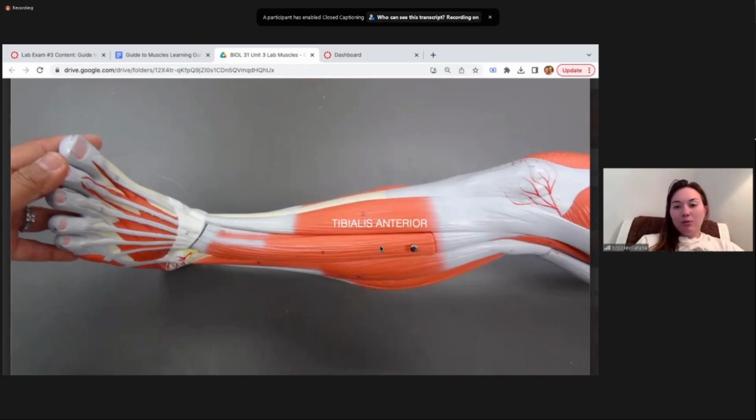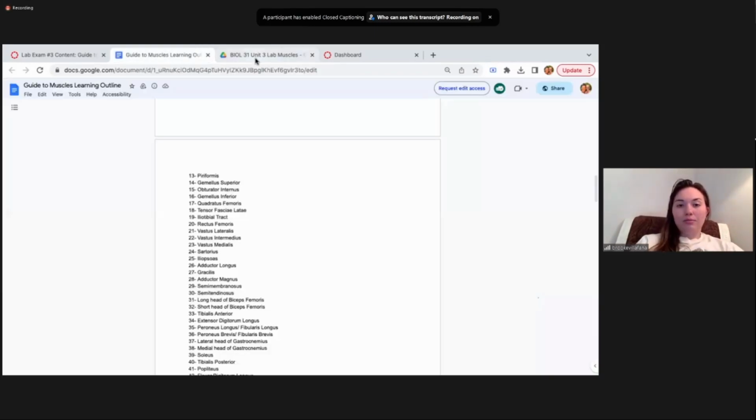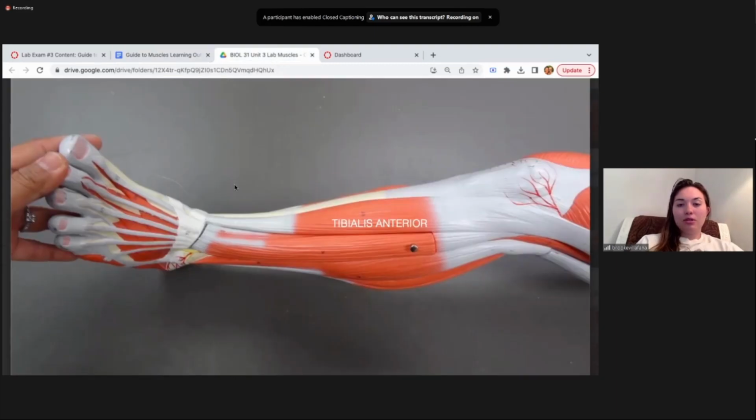So this muscle right here is going to be an extensor, right? It's the extensor digitorum longus. You can see that it's going to the digits, the toes, and then it's long, extensor digitorum longus. See if we can get it to extend that right here.